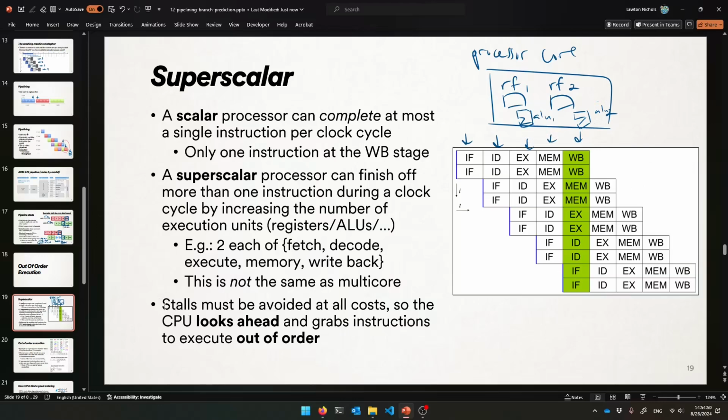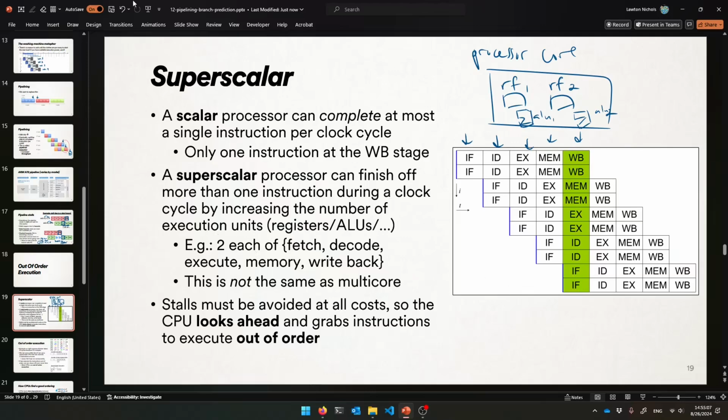So this is to help with stalls, because we don't like stalls, and so it's trying to do a couple of these at once to not waste time and average 1 instruction every clock cycle. So that's really nice. That's one thing that it's good at.